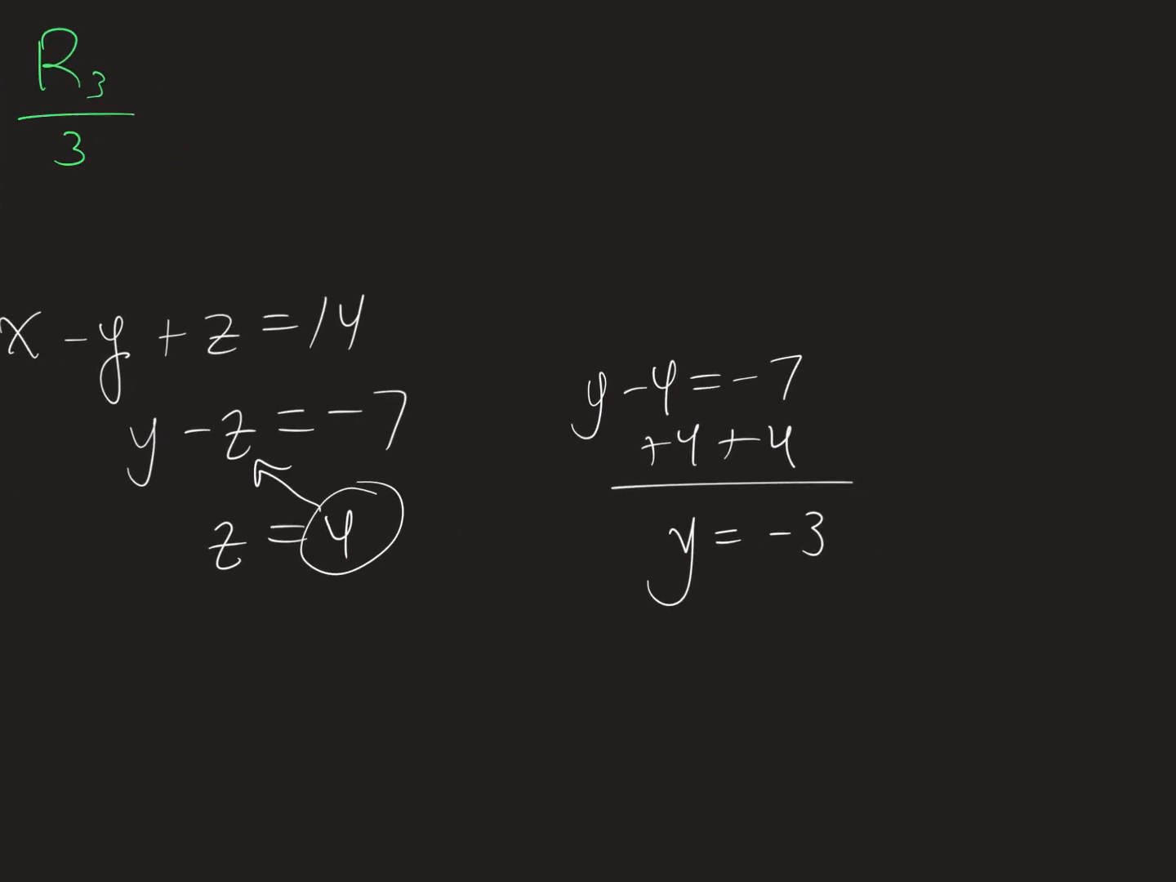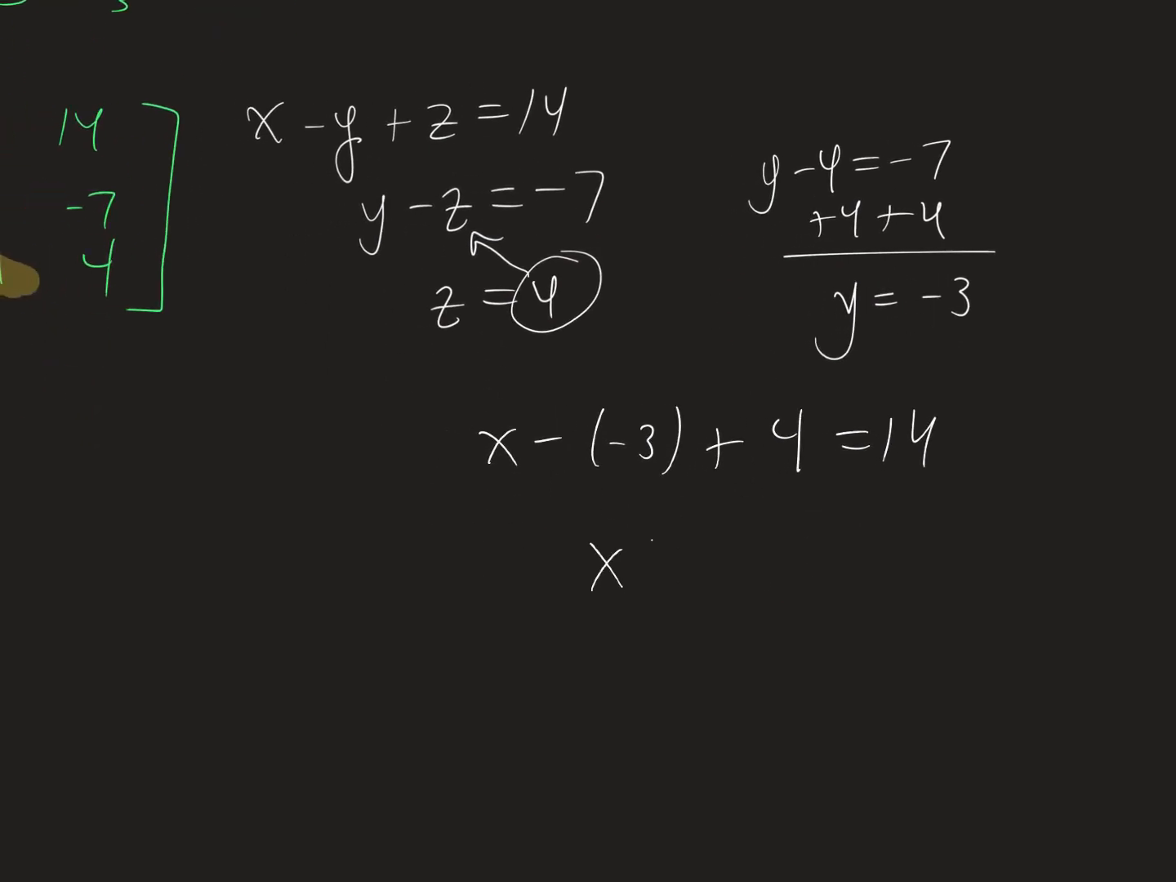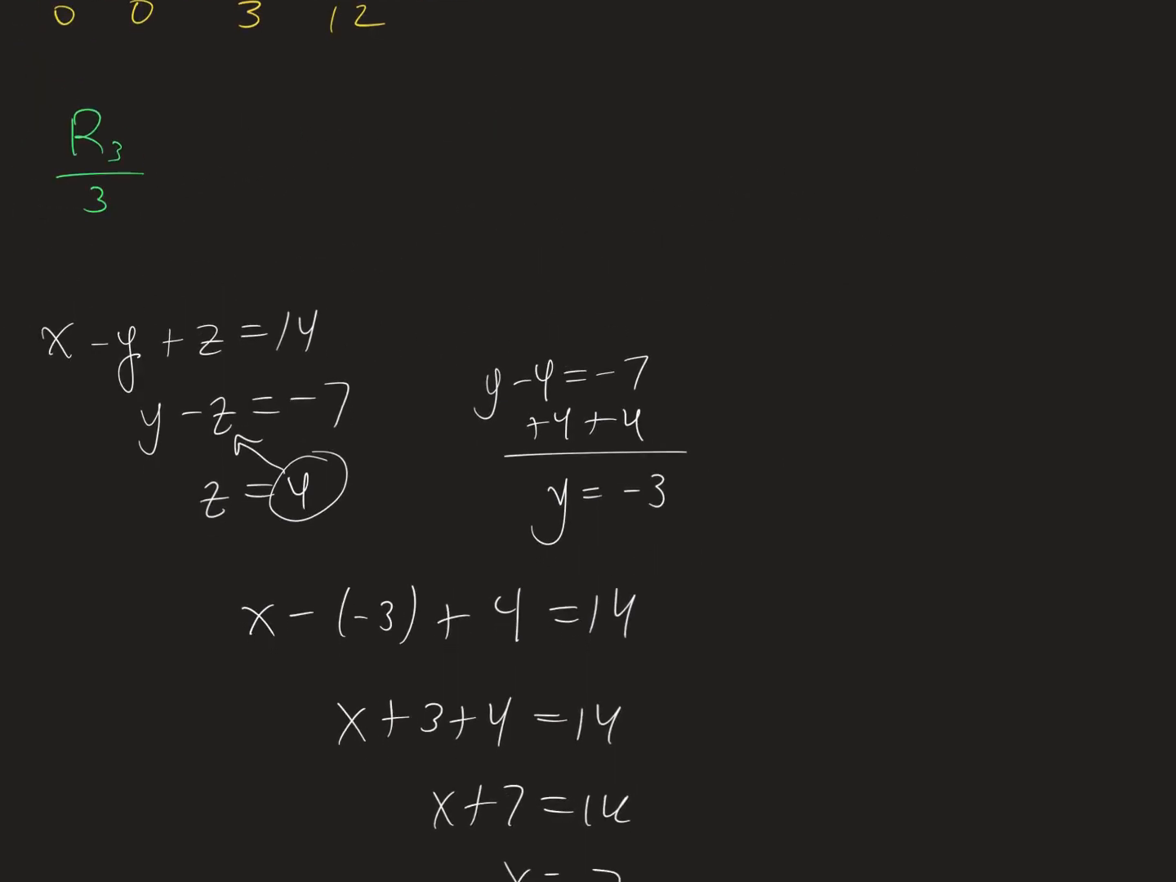So then I'm going to say, okay, well, x minus -3 plus 4 equals 14. X plus 3 plus 4 equals 14. X plus 7 equals 14. What's x equal? So your answer is, what's your ordered triple?